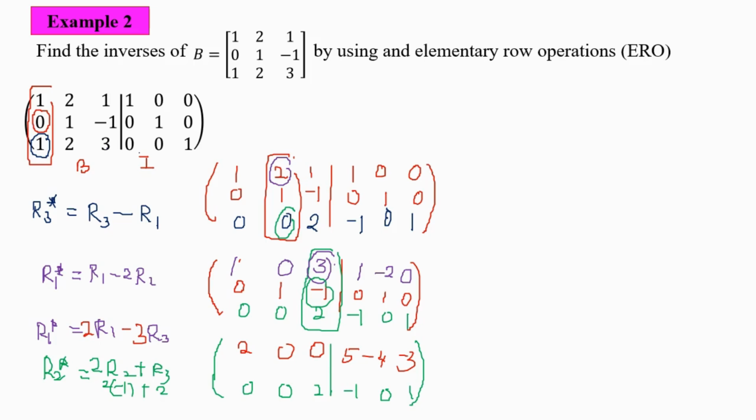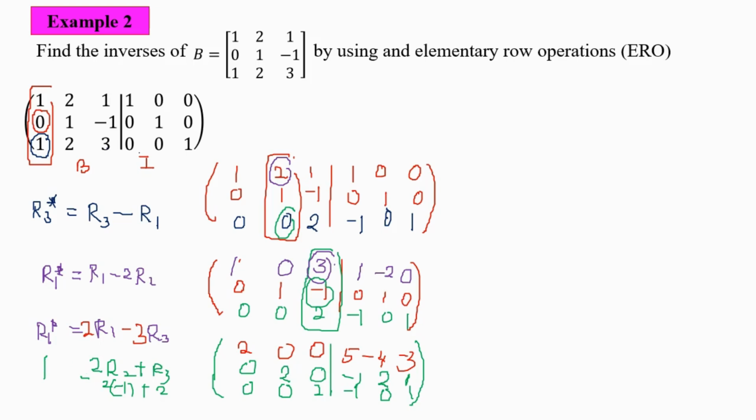So 2R2: 2 times 0 plus 0, so you get 0. 2 times 1 is 2, 2 plus 0 is 2. And 2 times -1 is -2, plus again -2, so you will get -4 here. And 2 times 0 is 0 plus R3. R3 is -1, so you get -1 here. And here you will get 2. And then finally, 2 times 0 is 0, 0 plus 1, so you will get 1.